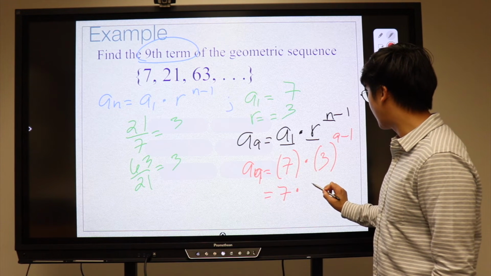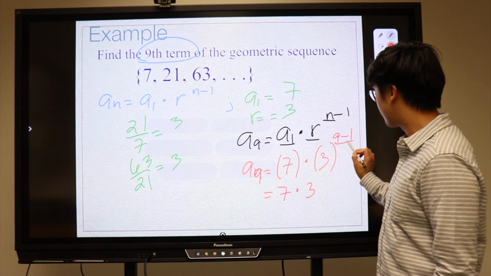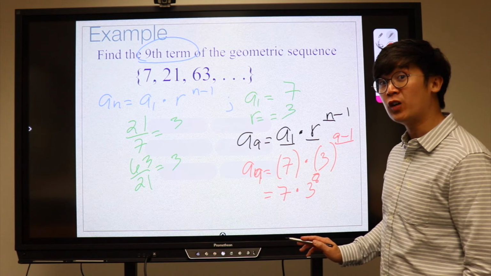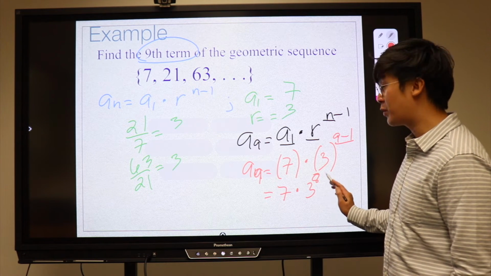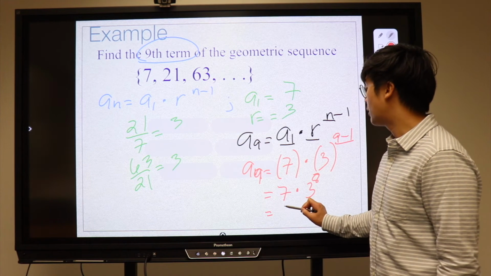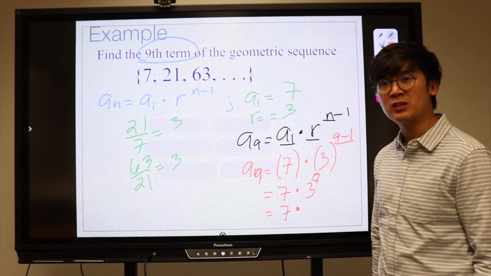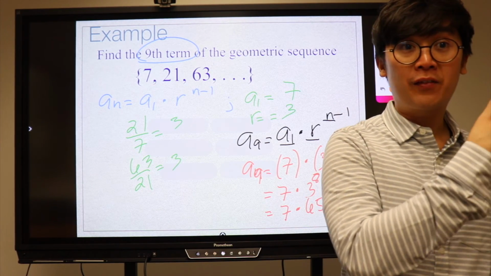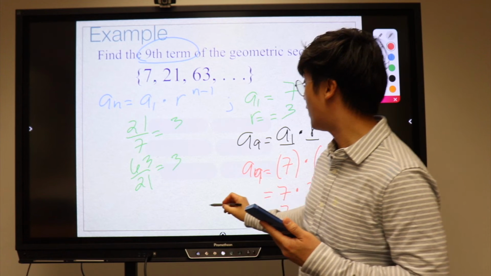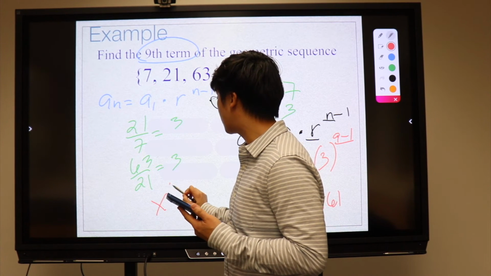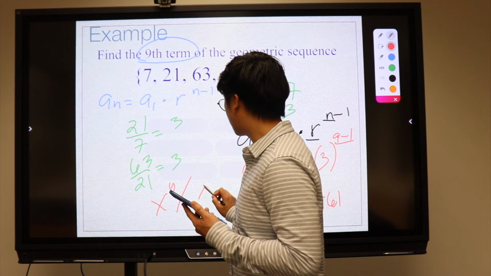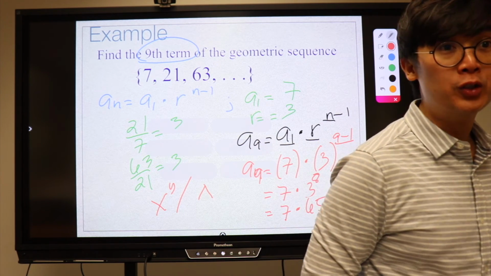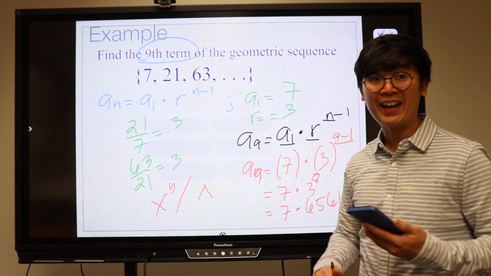7 multiplied by 3 to the 8th power. And what am I going to do first? 7 times 3 or 3 to the 8th? 3 to the 8th. And it's going to be a big number. What's 3 to the 8th? You need to use the exponent function. In some calculators, it's x to the y, or sometimes it's this symbol. And then you push 3 and 8 using that.